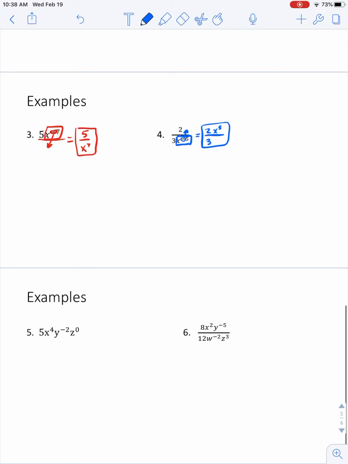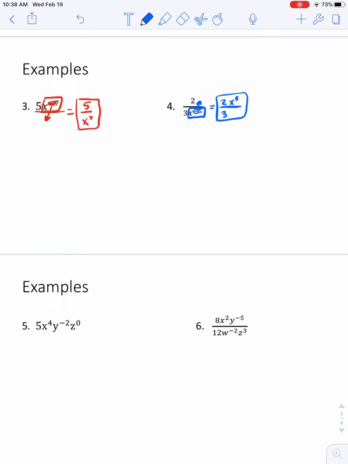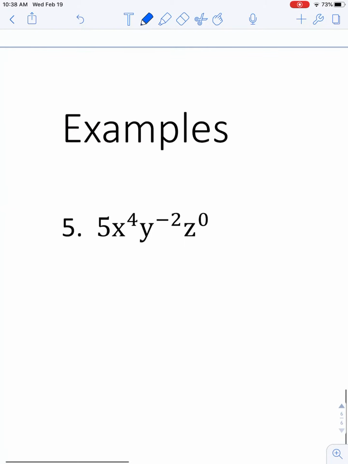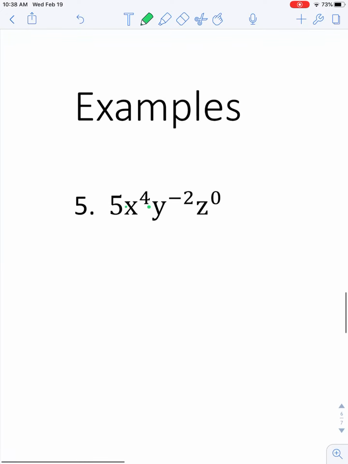Now we're going to move into just a couple of the longer, slightly harder problems. So number 5. We're going to look at this in different pieces. The 5 is fine. There's nothing wrong with that 5. The x to the 4th is fine. That's a positive exponent. The y to the negative 2nd, that's not good. That needs to move to the other side of the fraction.